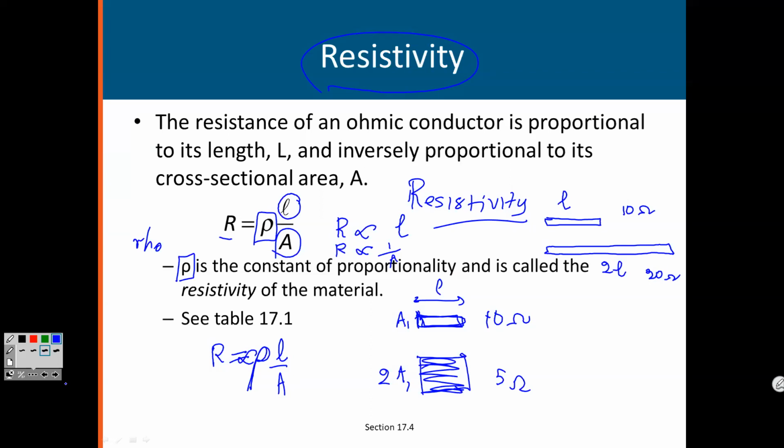What about the unit? You can show by moving it around. The resistivity has the SI unit ohm meter. Resistance has the unit ohm. Resistivity has the unit ohm meter, ohm times meter, not ohm per meter. Okay, good. So now let's go to the next slide.